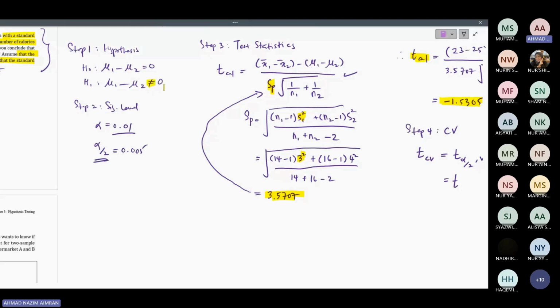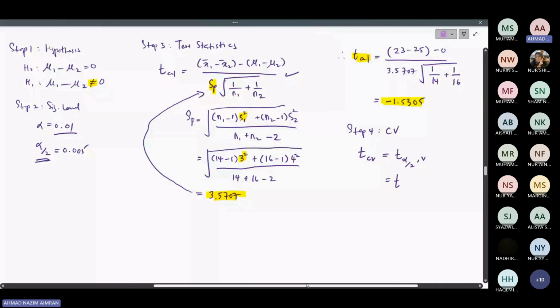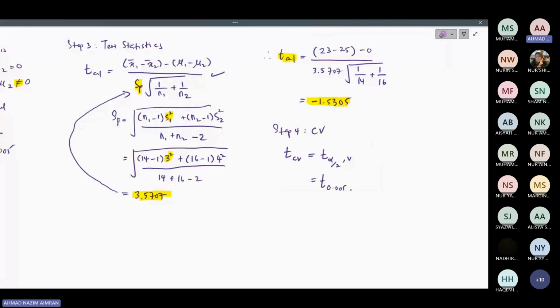Why alpha over 2? Because we are testing the hypothesis with a two-tail test. Remember, for two-tail tests, you need to divide the alpha by 2 for the test statistic. So 0.005, and the degree of freedom is n1 plus n2 minus 2, which is equal to 28.